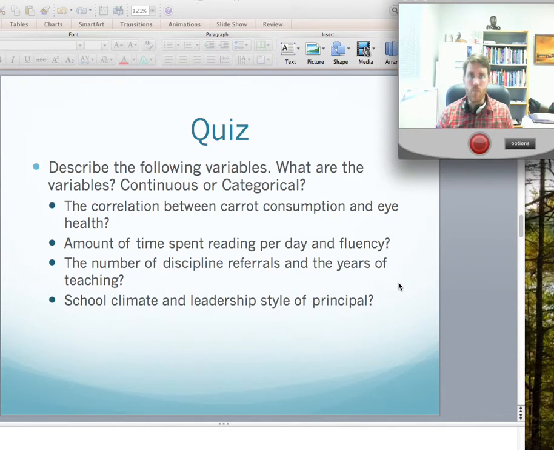So you can pause here and go take the quiz, or you can take it after, but I want you to describe the variables in these following relationships. What are the variables here? Are they continuous or categorical? The first one, the correlation between carrot consumption and eye health. Second, the amount of time spent reading per day and fluency, number of discipline referrals and the years of teaching, school climate, and the leadership style of the principal. So go to the quiz and answer what the variables are, and whether they are continuous or categorical.